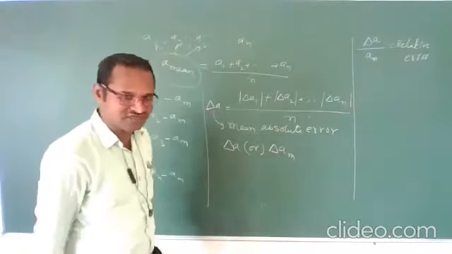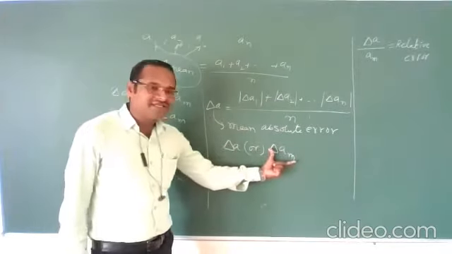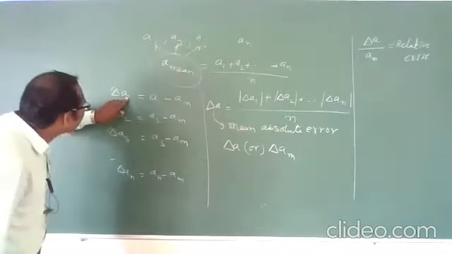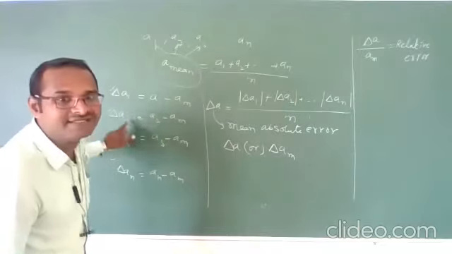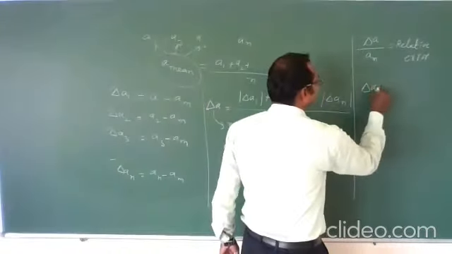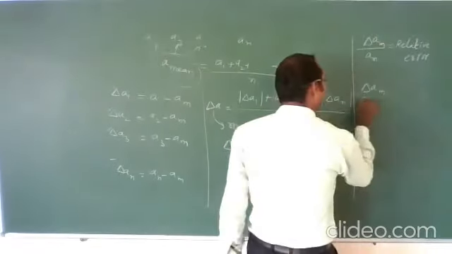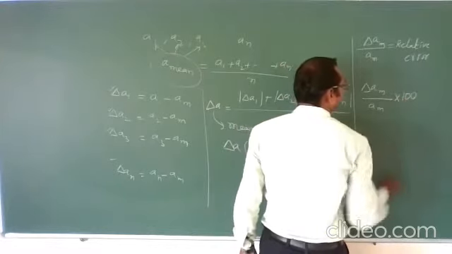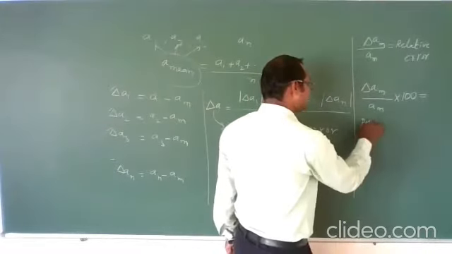Someone has raised the question, that's why I am saying. Delta A represents mean absolute error. Delta A mean also represents mean absolute error. Here, delta A1 and delta A2 are different. Those are absolute errors only. Now, if you take delta A mean, the mean absolute error, upon the mean value, and multiply by 100, this is called the percentage error.